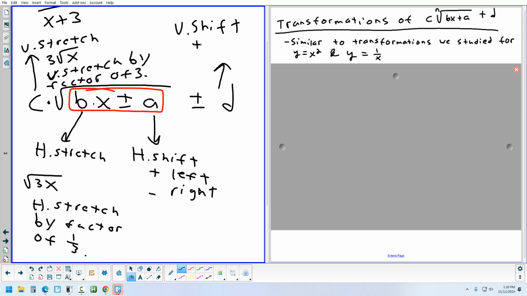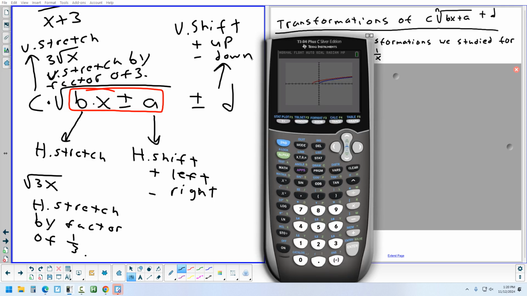So what direction do you think plus would be? Up. Plus is up and minus is down. If you ever forget, you can always just graph one and look at it. Do square root of x, and then do square root of x plus 3. It should move it up 3. But if you forget, just try it and watch what happens. So plus 3 moved it up 3.